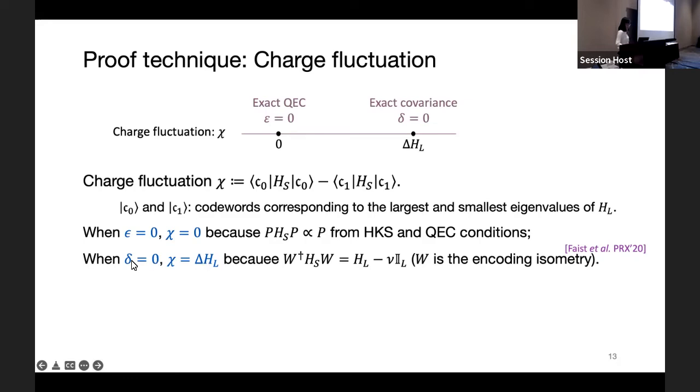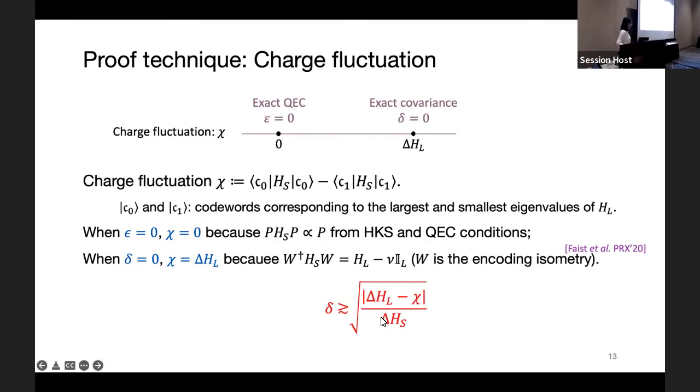And in that situation, one can easily prove that chi is going to be equal to delta HL. So because we have a non-trivial U1 symmetry, delta HL must be positive. So chi is actually an indicator of the incompatibility between error correction and covariance. And in fact, we can lower bound delta by the distance between delta HL and chi.